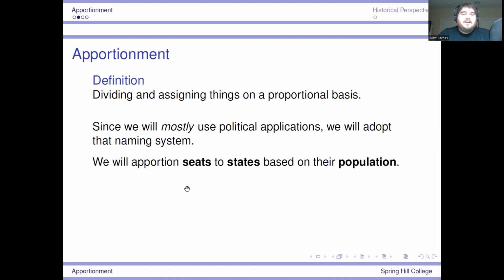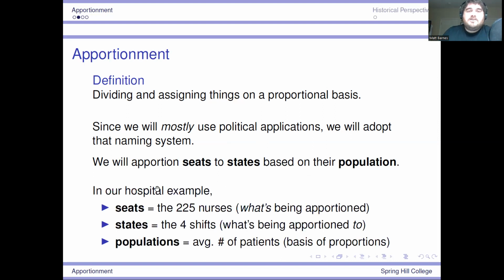So we're going to be dividing up seats to the different states. And then our proportional basis comes from the population. So based on how much of the population share they have. So here's our hospital example. We have the seats, which are the nurses that we're trying to divvy up into the four shifts based on the average number of patients that would be seen during each shift.